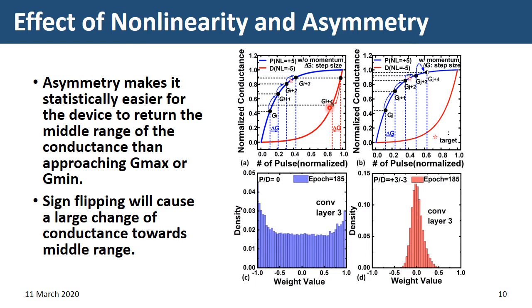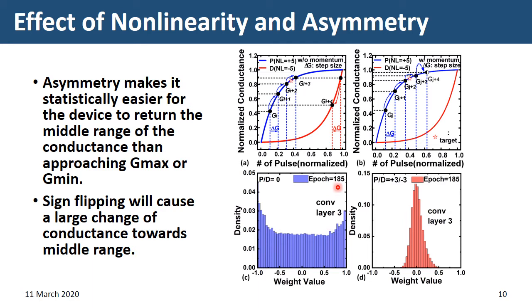In other words, it's very easy for the device to jump from the high conductance region back to the middle of the conductance region. Because of this asymmetry, the device tends to go back to the middle of the conductance distribution. This is evidenced by the plots. We show the statistics of the training results. The first one is without this kind of nonlinearity. This is perfect linear updates, like the software.